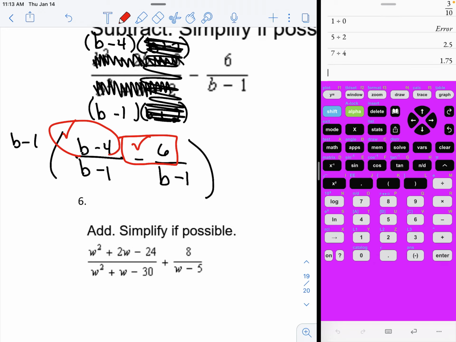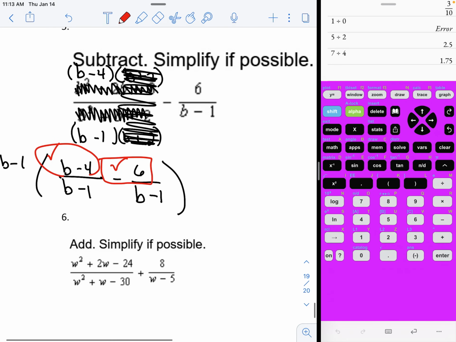P.S. If you did not know that the b plus 2 canceled out, this guy would have needed a b plus 2, and you would have had to distribute a negative 6. Okay, you would have got the same answer, it just would have been a lot more work. So this is the carry it over step. So the first bubble is b minus 4, minus 6, nothing else in that bubble.